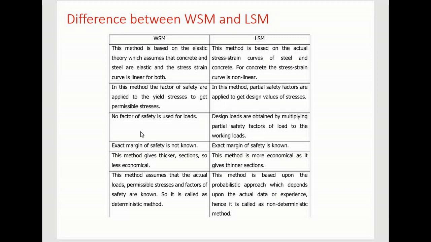In the working stress method, no factor of safety is used for the loads. In limit state, design loads are obtained by multiplying the factor of safety of load with the working load. These are the three differences, but we still have three more. In the working stress method, the exact margin of safety is not known. Here, the exact margin of safety is known. The working stress method gives thicker sections, so it is less economical; the limit state method is more economical.